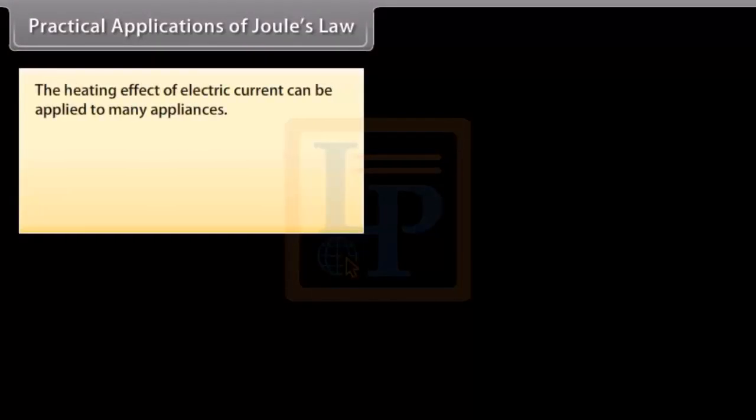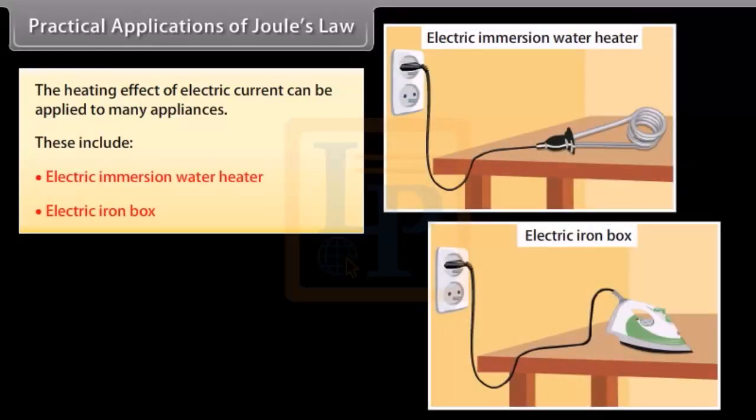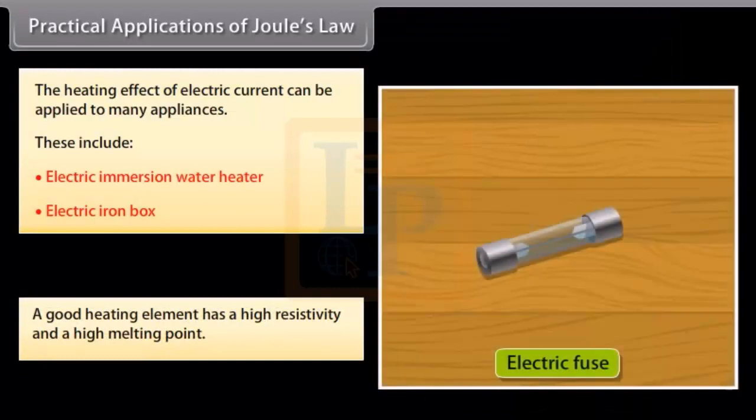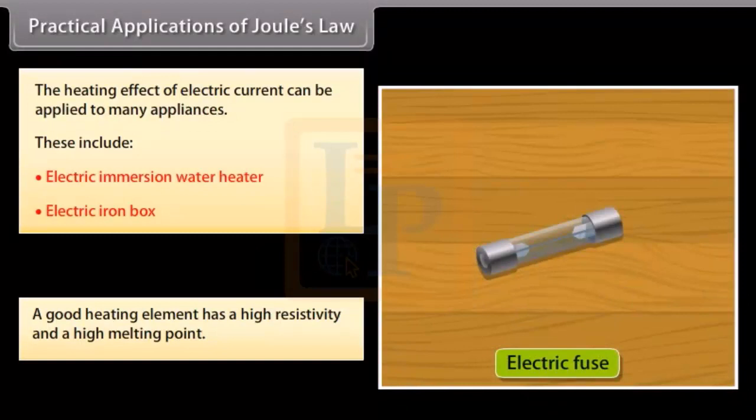Practical applications of Joule's law. The heating effect of electric current can be applied to many appliances. These include the electric immersion water heater and the electric iron box. A good heating element has a high resistivity and a high melting point. For example, an electric fuse is an example of the heating effect of electric current. The rating of 3A given on an electric fuse states that the maximum current it can sustain is 3 ampere.